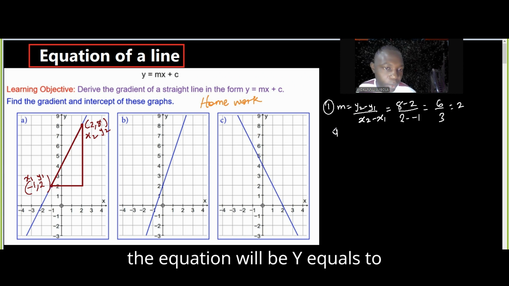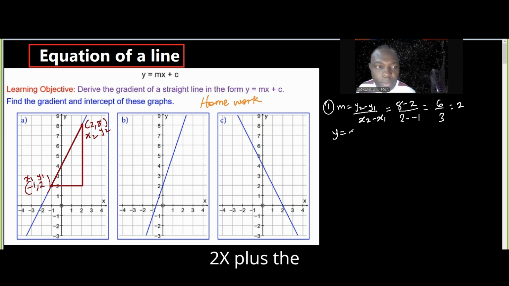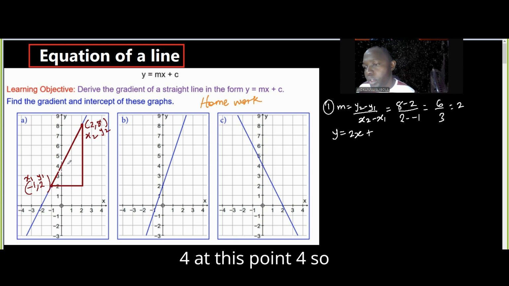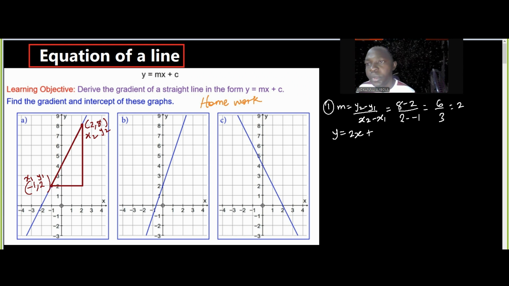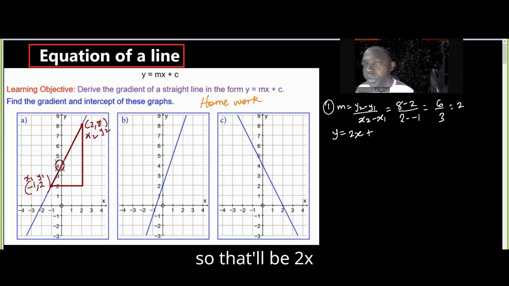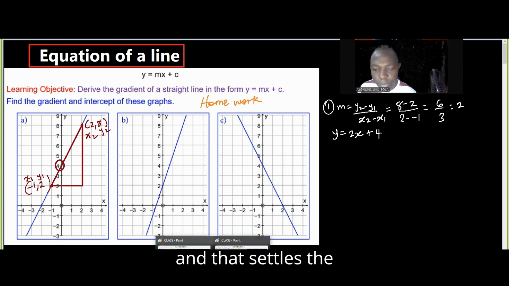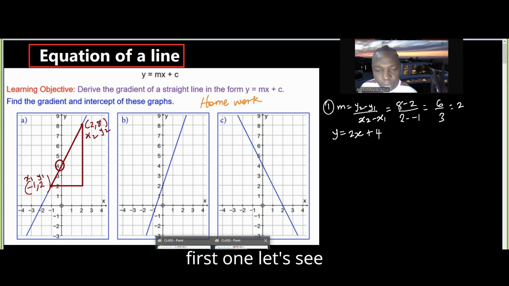So the equation will be y equals 2x plus the intercept. The intercept is 4 at this point. So that's the y-intercept here. So that'll be 2x plus 4, and that settles the first one.